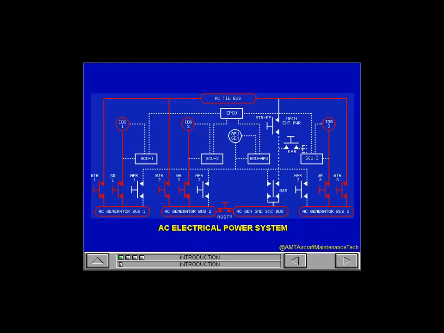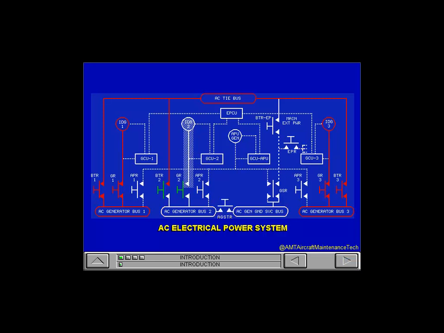In usual operation, each generator supplies power directly to its related bus. Power then goes from these buses through the bus tie relay to the AC tie bus. If there is a generator failure, power will continue to go to the bus of the failed generator through the AC tie bus. The two good generators equally supply the electrical power with no stop in AC power.